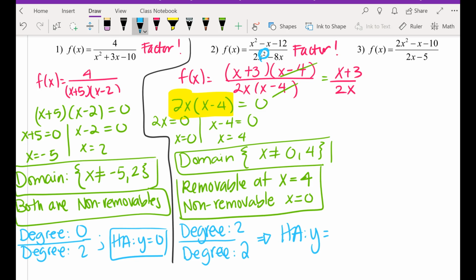So because the degrees are the same, guys, are you going to have an HA or no? Yes. What's the leading coefficient of the top? 1. What's the leading coefficient of the bottom? 2. And guess what? That is done. To be continued next time.